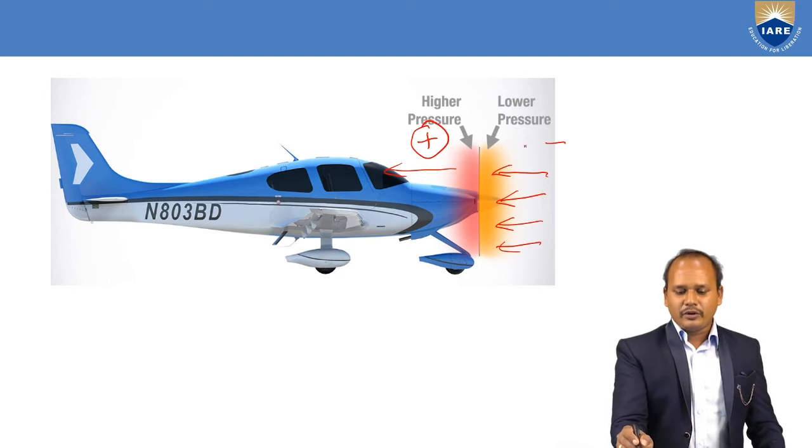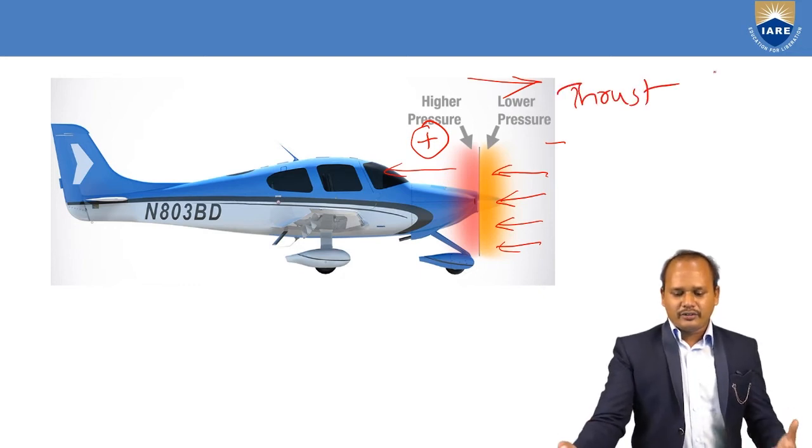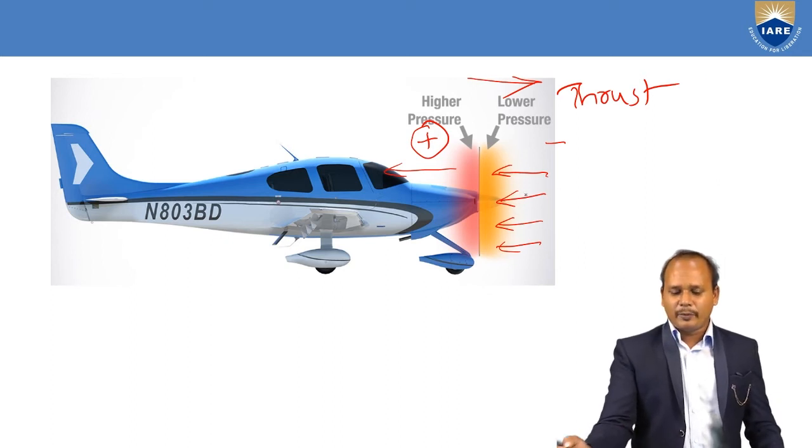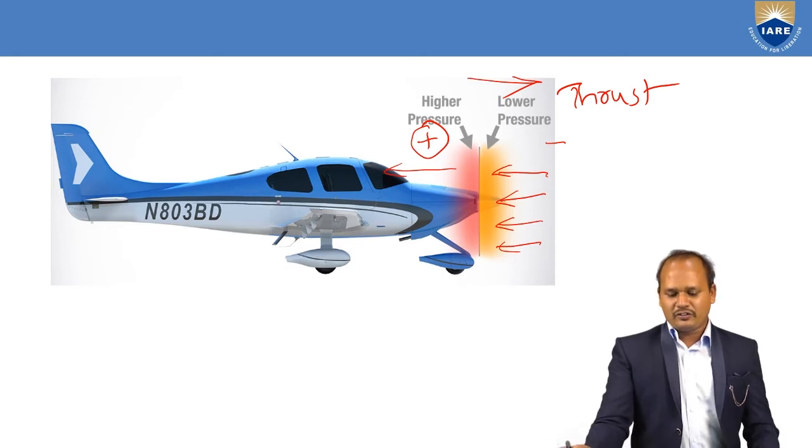Because of that, there is going to be a force in this direction. This force, we call it the thrust force. Or you could say that by rotating the propeller, we are creating the low pressure. Because of this low pressure, your object is trying to move in the forward direction. So that is how your propeller is able to produce the thrust force.